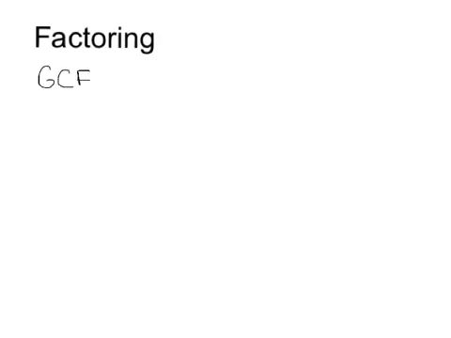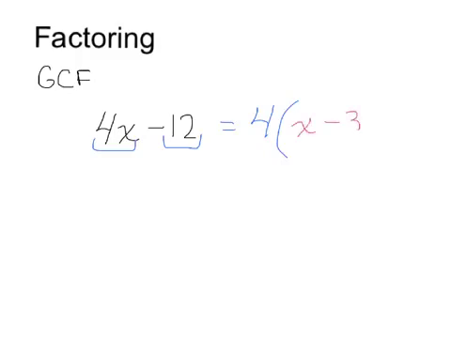For example, if I had something like 4x minus 12, I could look at the 4x, I could look at the 12, and say there is a common factor of 4. So when I pull that in front of the parentheses, I'm left with x minus 3. Basically what I'm doing here is the reverse of the distributive property. I'm pulling out the common factor, what both the 4x and the 12 are divisible by. In this case it's 4.